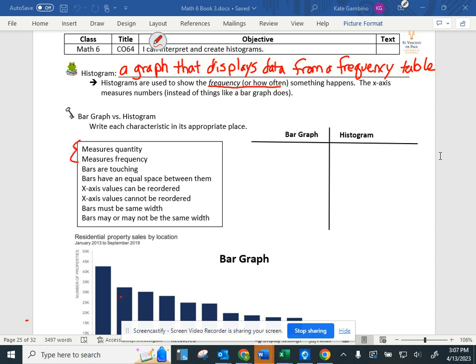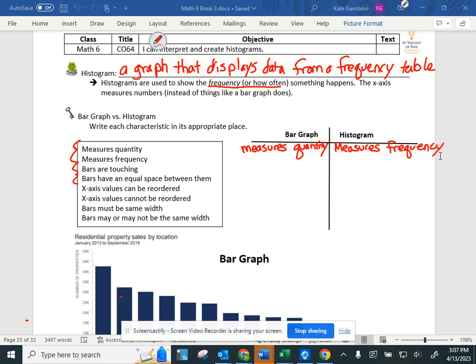So we have measures quantity and measures frequency. The bar graph is the one that measures quantity. How many back injuries were there? A histogram measures frequency. That's why we have those numbers on the x-axis. It's measuring the frequency.